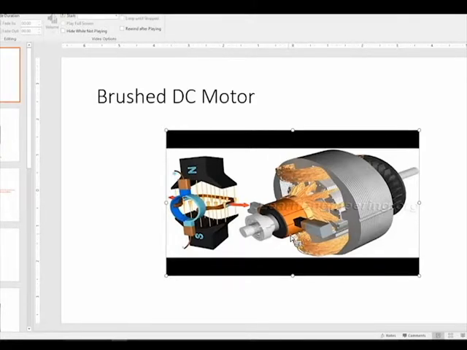When the current flows through the coil, an electromagnetic force is induced on it according to the Lorentz law, so the coil will start to rotate.